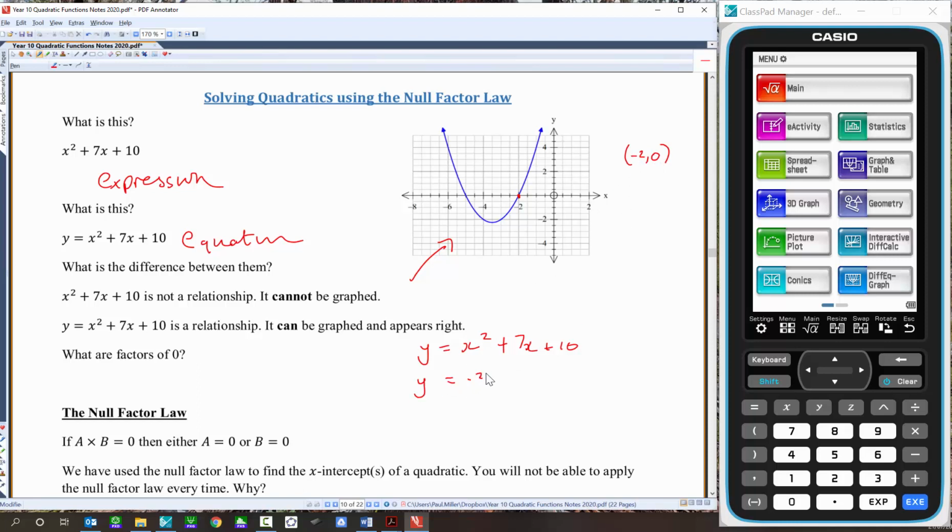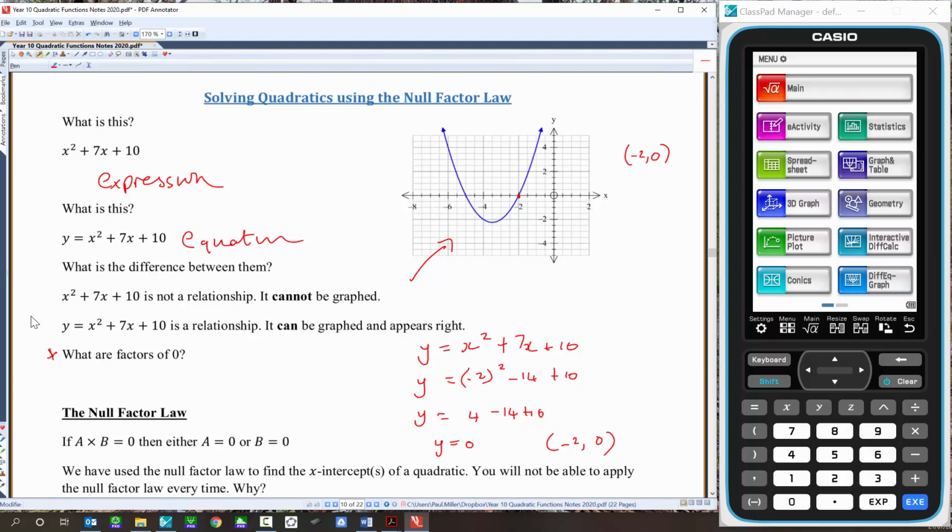So we're going to go -2 all squared. Don't forget those brackets there, really important. Plus 7 times -2 is -14, plus 10. We got y equals -2 squared is 4. Take 14, plus 10. Y is equal to 0. So this is suggesting that when x is -2, the y value is 0. And all of these other points on this parabola here, if I substitute these x values in, will produce those y values there. So again, that's the picture of this relationship.